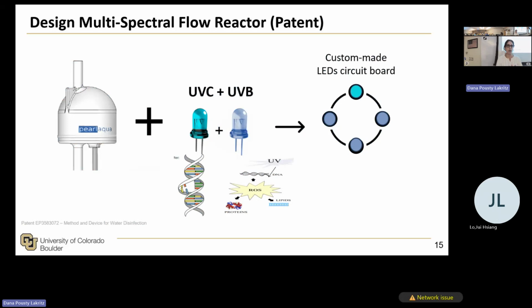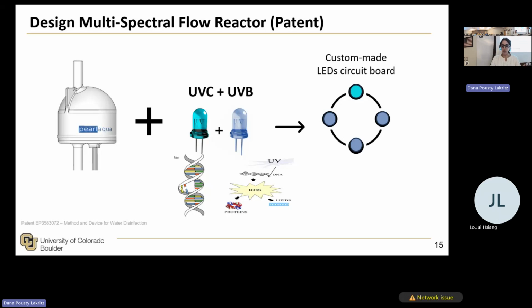So we talked with Aquasense, which is a well-known UV LED company, and we told them, give us your reactor, and we want to change your board with the LEDs in there. They have only UVC, so we want to add UVB lights to the UVC, and combine the DNA and the ROS and protein damage mechanism.